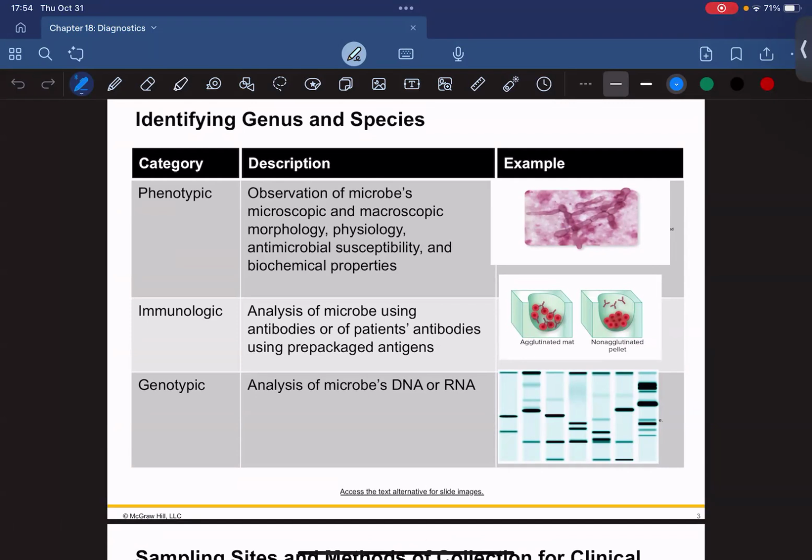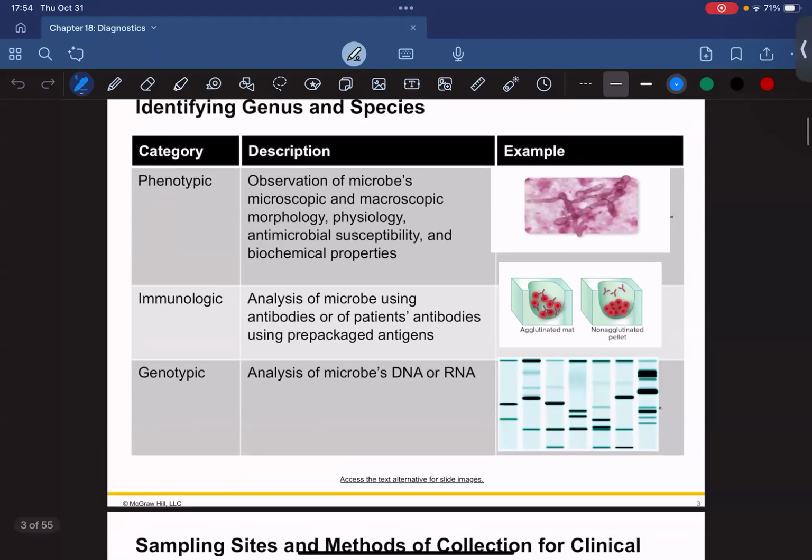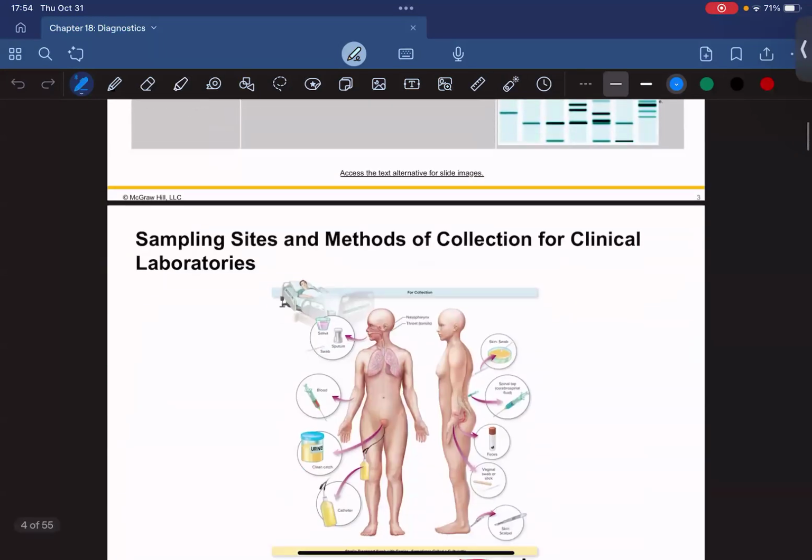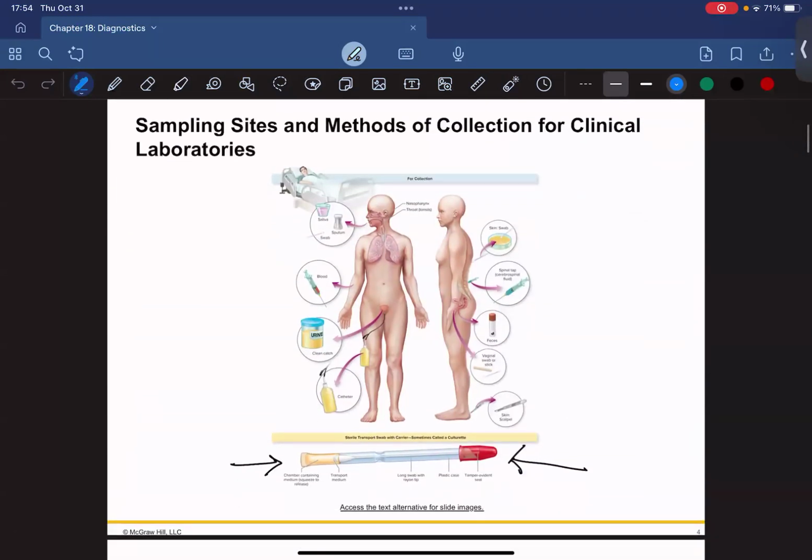All right, so this is our little chart breakdown of our explanation of phenotypic, immunologic, and genotypic. If you're getting a patient who you think has meningitis, and you get their CSF sample and you do a gram stain on it right away, that is a phenotypic test, because that's part of just that face value. Do they have or do they not have these traits? You're not doing anything with antibody or antigen. You're not doing anything with their genetics. Phenotypic, okay?